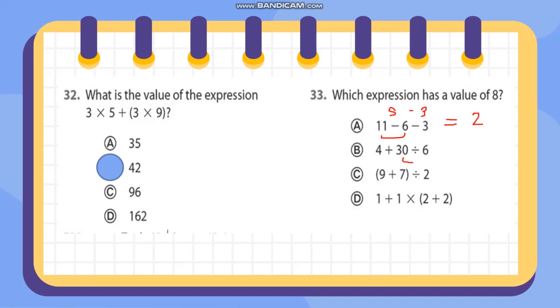Here we're going to divide first. 30 divided by 6 is 5. Then 5 plus 4 is equivalent to 9. So that is also not the answer. 9 plus 7 is 16, and 16 divided by 2 is equivalent to 8. So that is the answer. And 2 plus 2 is equivalent to 4. Then 1 plus 1 multiplied by 4 is equivalent to 5. So the answer is letter C.